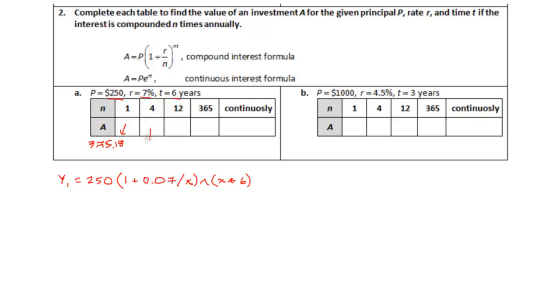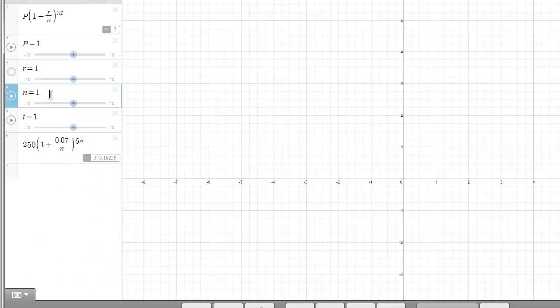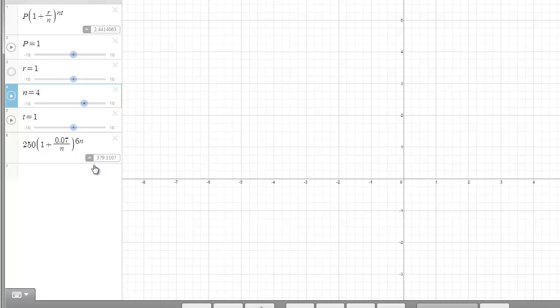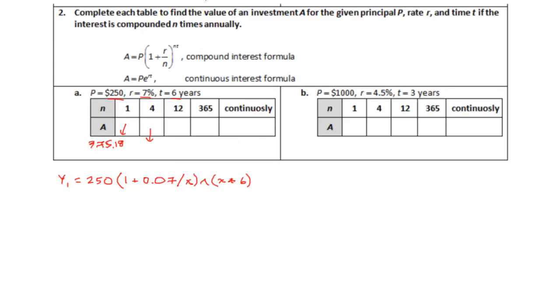Okay, so next one, we're going to change n to 4. So let's just do that. n now is 4. And we have $379.11 right here. It's good to do this to the penny. We're talking about money.